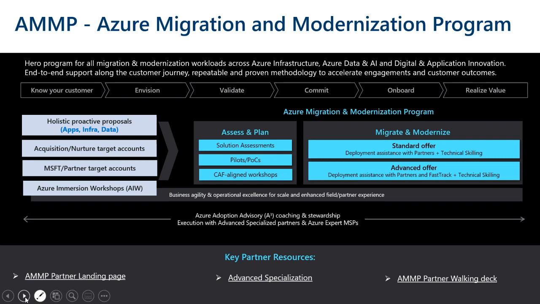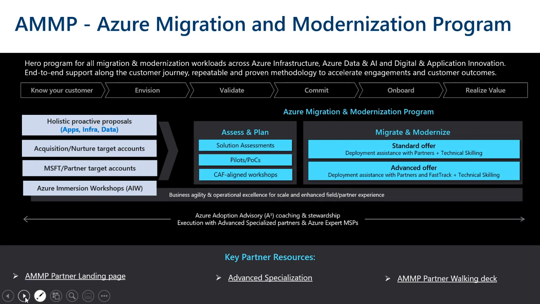And this AMPM program is the hero program for all migration modernization workloads, and the projects are primarily focusing on three core scenarios: infrastructure and database migration, Azure Virtual Desktop, and application data modernization. From the start of November, so already 3 days ago, we launched this program. The scenario is extended as well with the SAP migration to Azure.